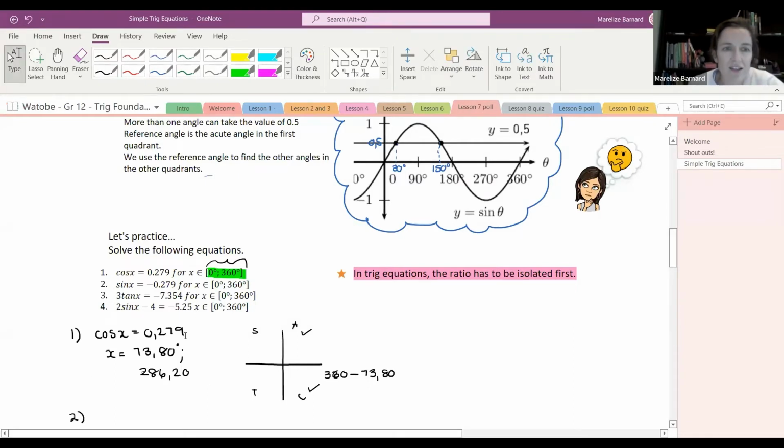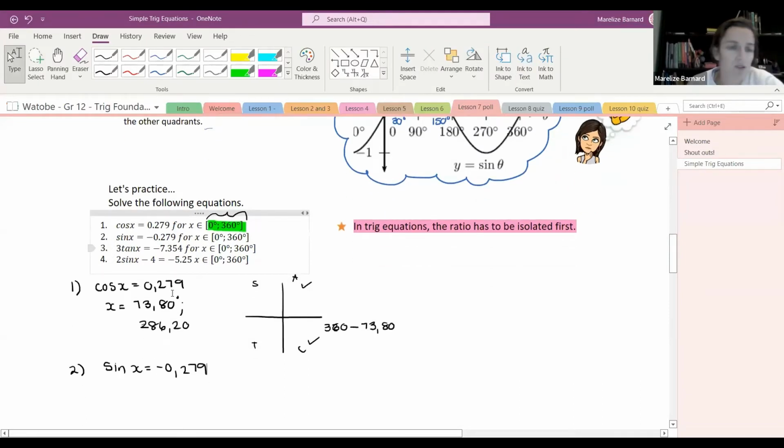Right, let's have a look at number 2. So with number 2, we got some thumbs up in the chat. Wonderful, guys. Okay, so now what happens if this ratio is actually negative? If the number we are working with is actually negative? Okay, we are going to, in this case, ignore the negative when we find the angle. Okay, so on our calculator, we are still going to put in shift sine 0.279. So ignore the negative.